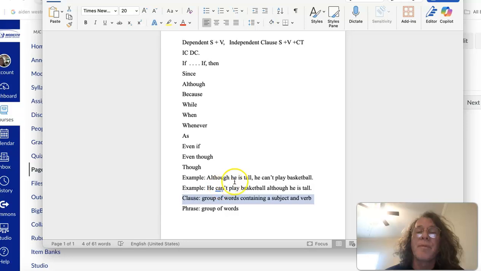And now you know that if you begin a sentence with a dependent one that can't stand on its own, you can't just say, although he is tall. That's not a sentence. Yeah, we have to put a comma after it at the beginning of a sentence. But if it comes at the end, we don't. Whatever you do, don't just drop commas in without knowing why.